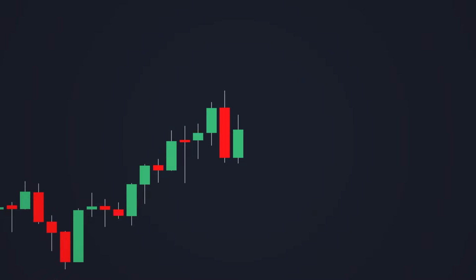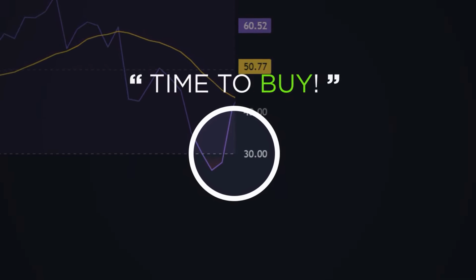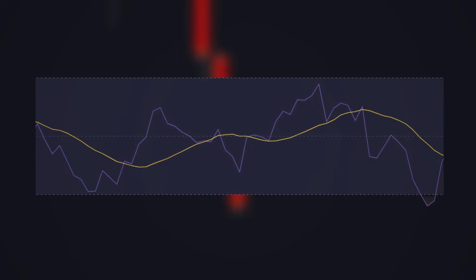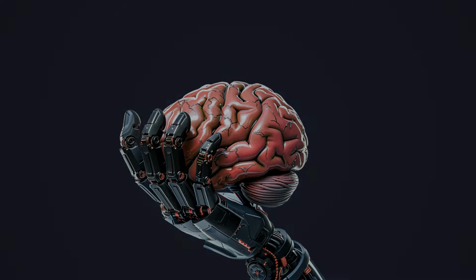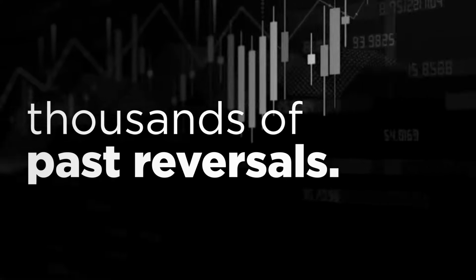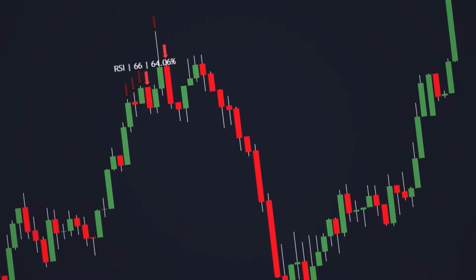You ever get that feeling when your RSI hits 30 and you're like, oh yeah, oversold, time to buy, and then price rips through your stop loss and keeps falling? Yeah, been there. RSI is cool and all, but on its own, it's kinda dumb. Now imagine if RSI had a brain. What if it could learn from thousands of past reversals and go, hey, this looks like one of those pivot moments again. That's exactly what this indicator does.